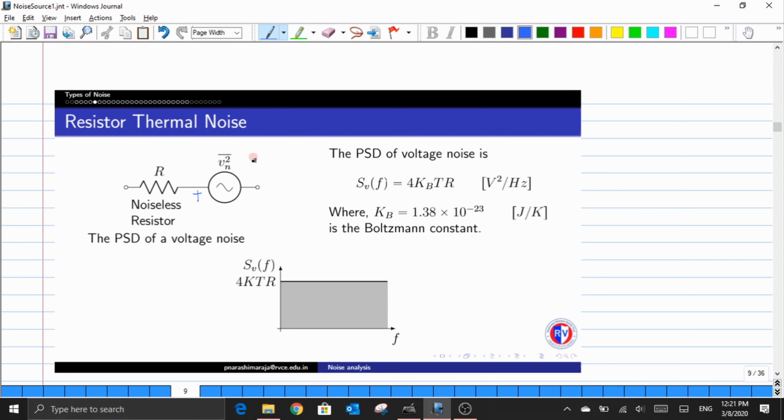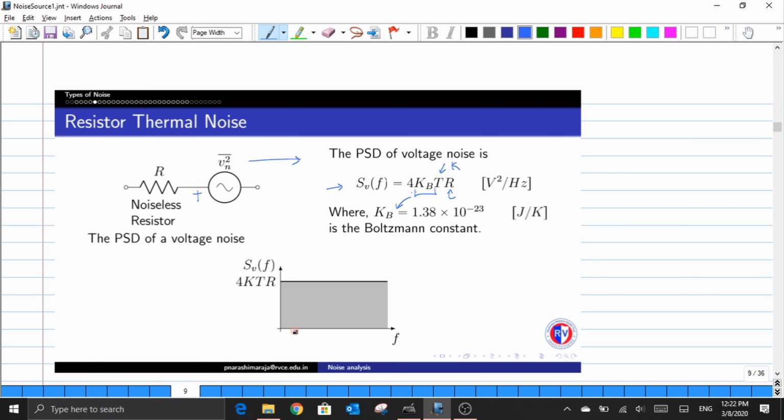Now this variance term will have a corresponding power spectral density, and one would write the power spectral density as S sub V of f equal to 4 k_B T R. In this, k_B denotes the Boltzmann constant, which is equal to 1.38 times 10 to the power minus 23 joules per Kelvin, T represents the temperature in Kelvin, and R is nothing but the value of the resistor. Clearly, the power spectral density doesn't have any frequency dependence, which means that it is constant throughout the frequency range.